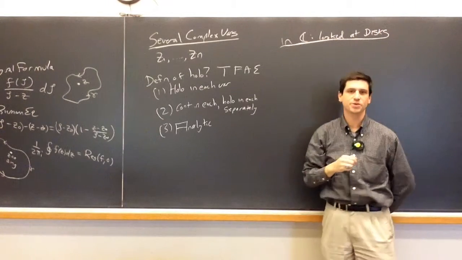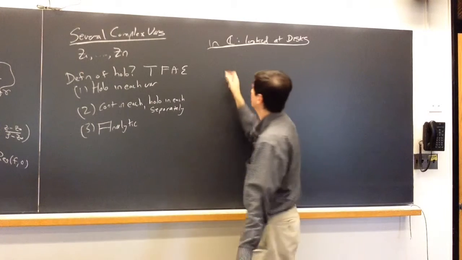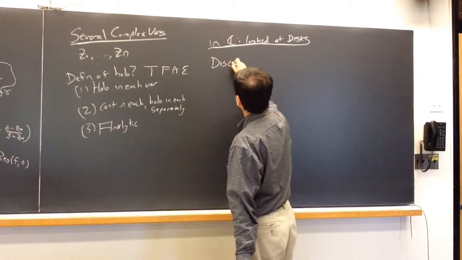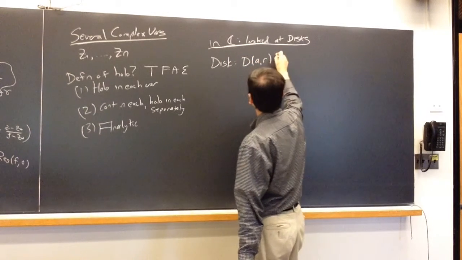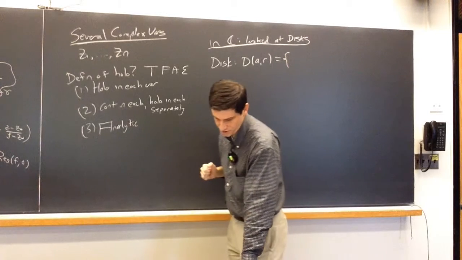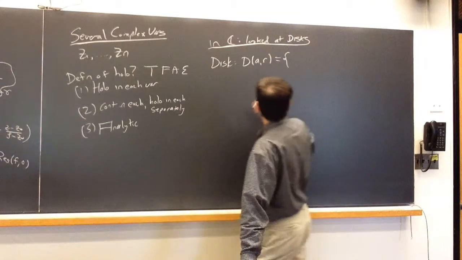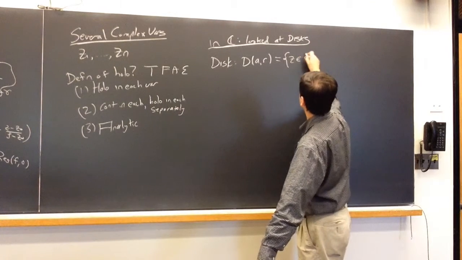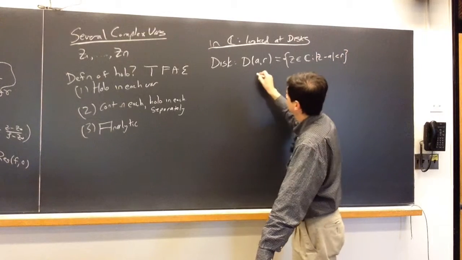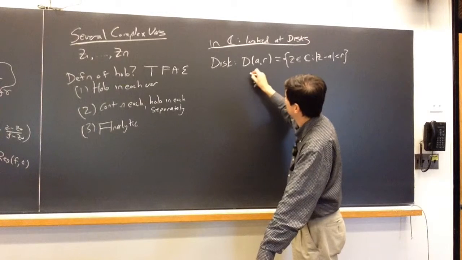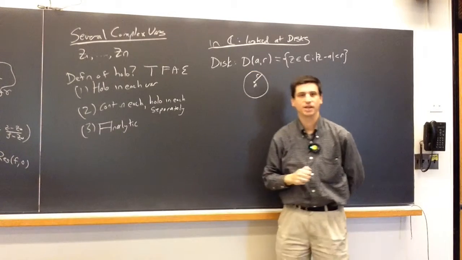You can spell disk either with a K or a C, it doesn't matter. What is a disk? Maybe we'll write a D, D of a and r. It's going to be the set of all z in C such that the absolute value of z minus a is less than r. I can draw this, not well, but I can draw something.